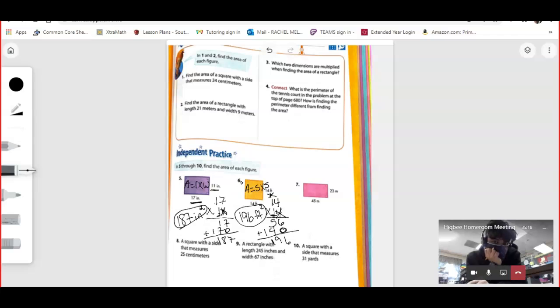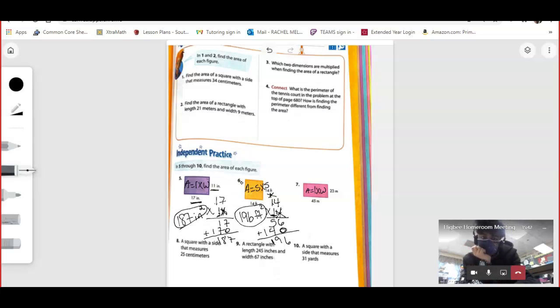Any questions on that before we move on? No. Okay. Looking at number 7. What shape is that? Rectangle. Okay. So area equals length times width.